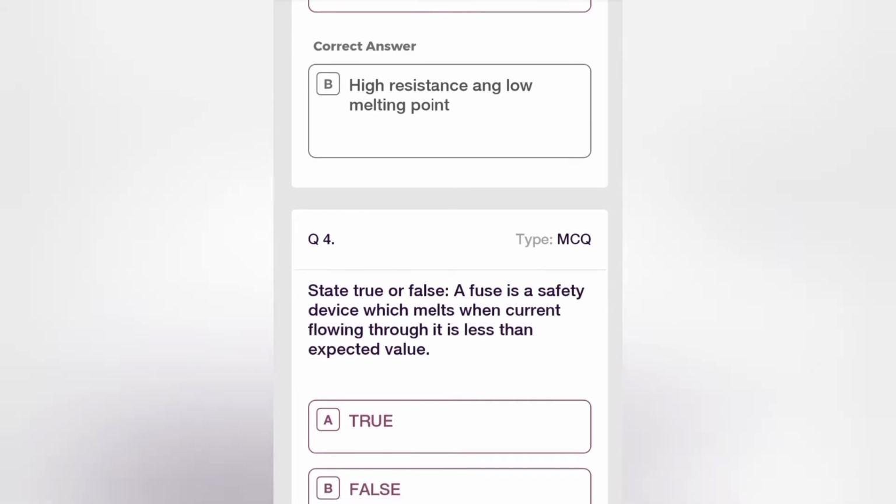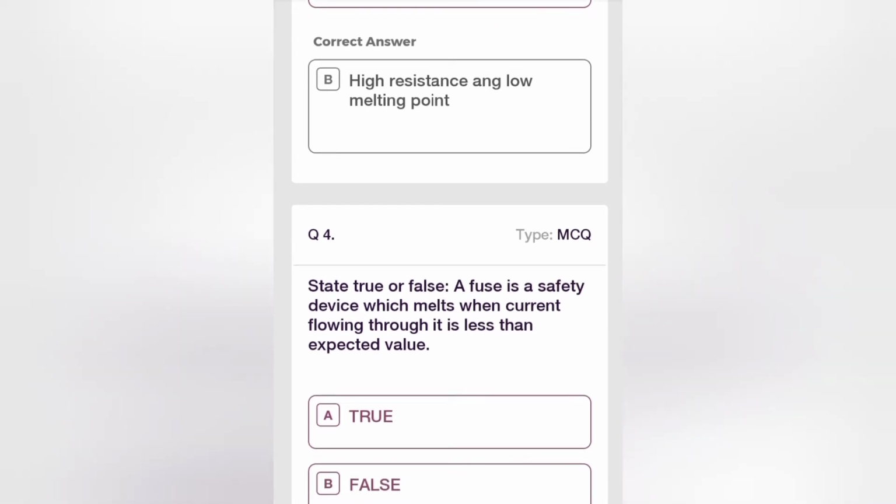State true or false. A fuse wire is a safety device which melts when current flows through it is less than expected value. No. So when the current flowing through the fuse wire is less than the expected value, then the fuse doesn't melt and it does not protect the equipment from damage. So it must be higher than the expected value. Only then it will melt. Okay, so it is false.